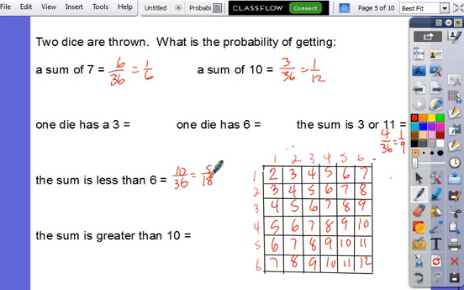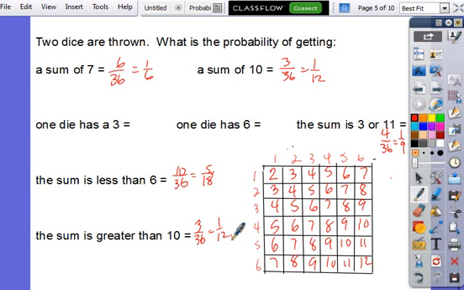All right, the next one says sum is greater than 10. How many are greater than 10 on the chart? 11 and 12, so that's 3 total numbers. All right, now back to the one that says one die has a 3. This one confuses people every time we do it.